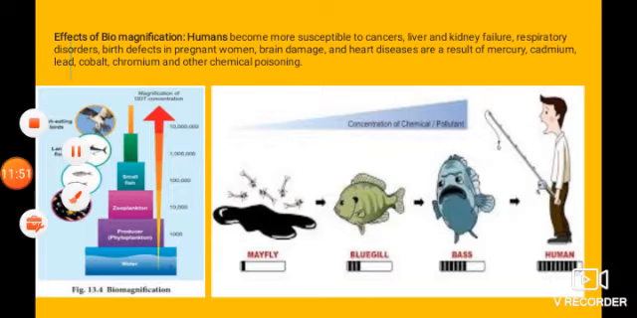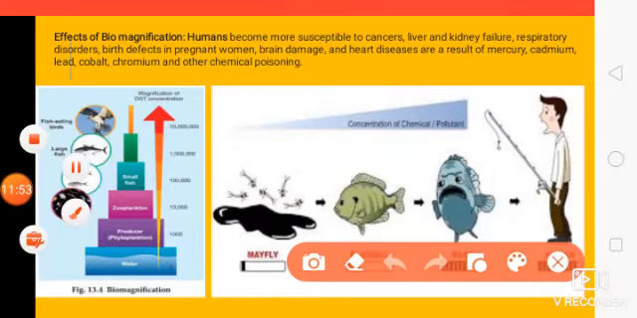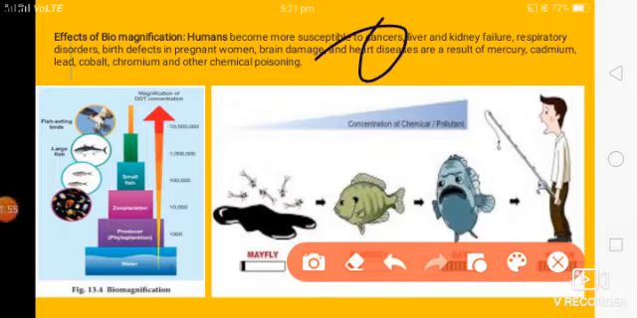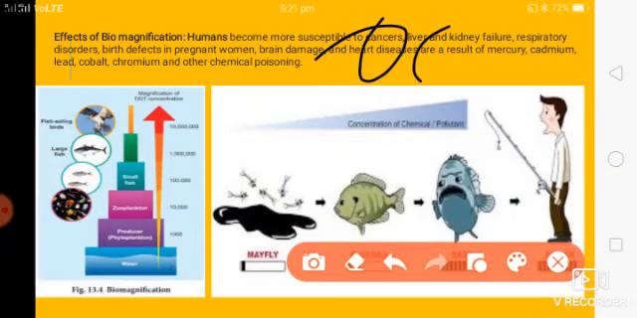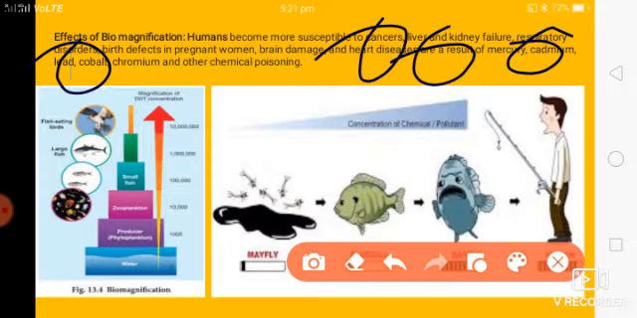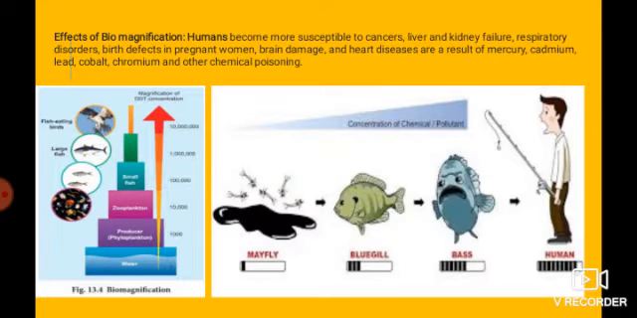Due to biomagnification, it causes cancer, and sometimes liver and kidney failure. It also causes respiratory disorder, birth defects in pregnant women, brain damage, heart disease as a result of mercury, cadmium, lead, cobalt, chromium and other chemical poisoning.